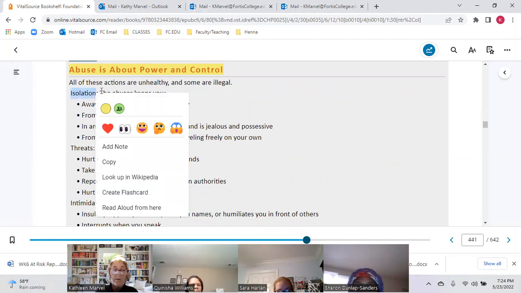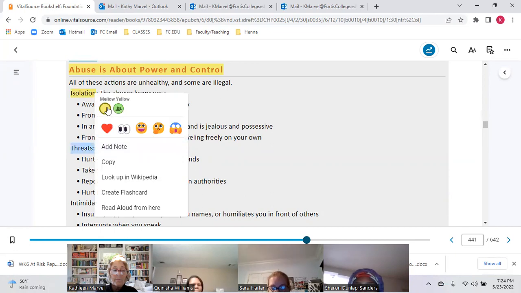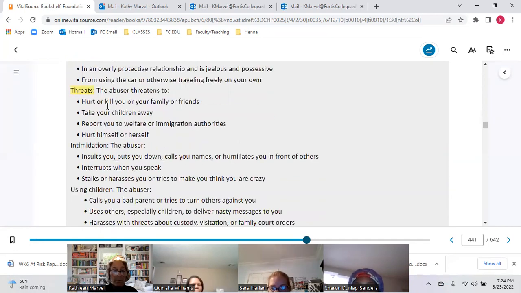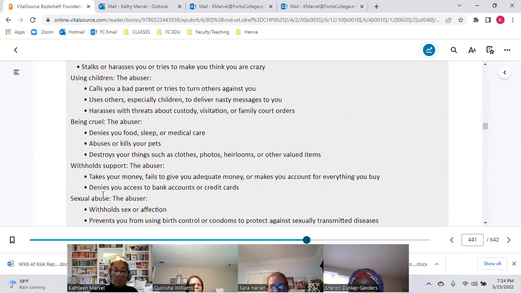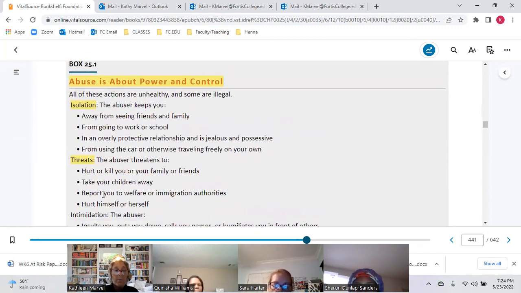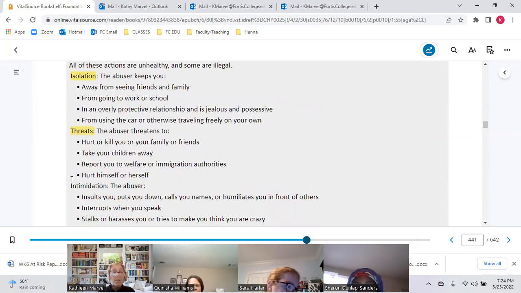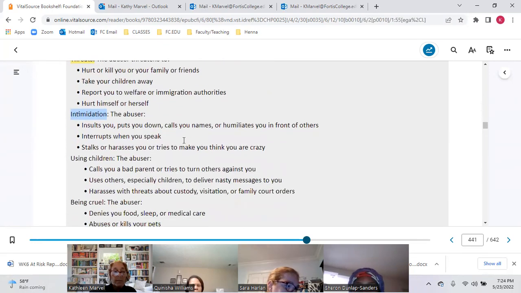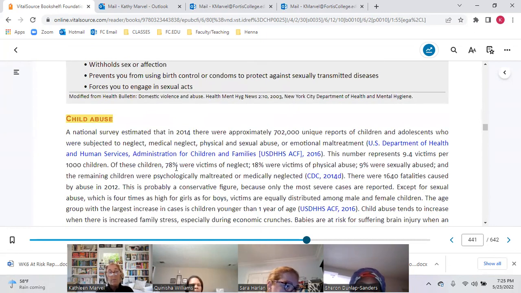Some key words to remember here: isolation, threats. I want to be mindful of time here. Intimidation, using children, and being cruel. Okay, so have a look at these. That's what I want you to understand: these actions. You don't need to know all the bullets, but at least have a general understanding of these headers here: isolation, threats, intimidation. You guys can keep going. Using the kids, being cruel, withholding support, sexual abuse.